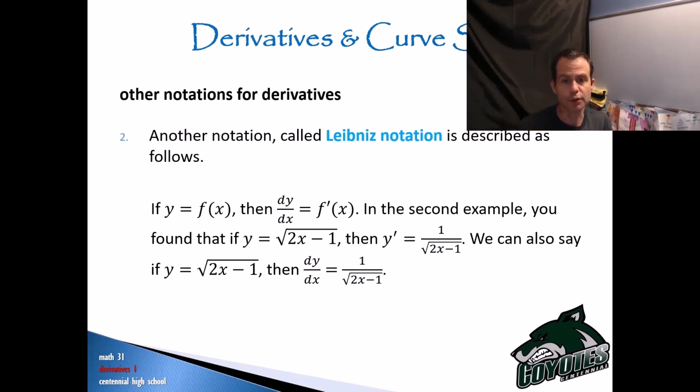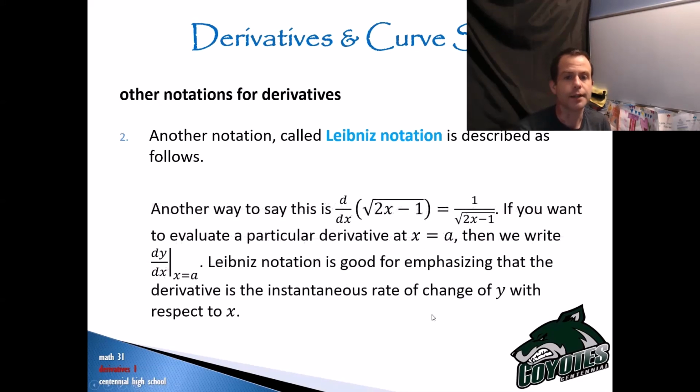In the second example, you found that if y equals the root of 2x minus 1, then y prime was 1 over the root of 2x minus 1. We could also say that if y equals the root of 2x minus 1, then dy over dx, or the derivative of y with respect to x, is 1 over the root of 2x minus 1. Another way to say this is d over dx of root of 2x minus 1 equals 1 over root of 2x minus 1. So we're saying here the derivative of root of 2x minus 1 is this.